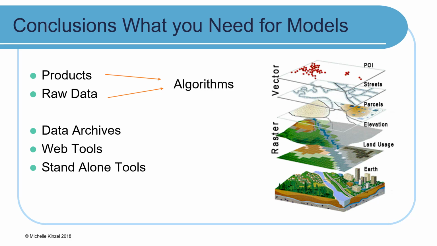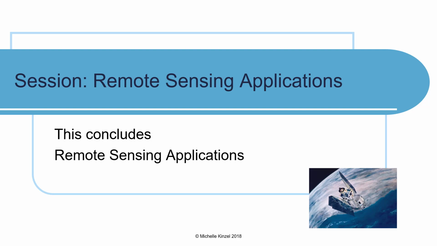So in conclusion, what you need for a model: you need products and raw data, and these are handled by the computer with algorithms. You need a place to store your models or data archives. You need web tools to share your models, and you also need standalone tools often to process various aspects of your model. So you can see here, this is a combination of vector and raster data, with points of interest, streets, parcels, elevation, and land usage, which are overlain on a complex Earth. And this concludes remote sensing applications.